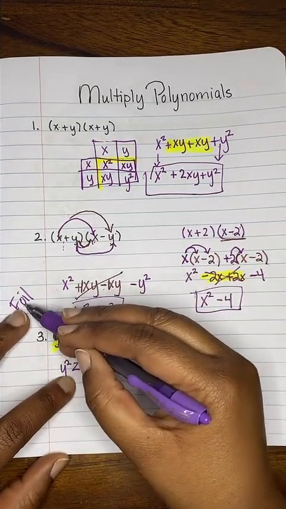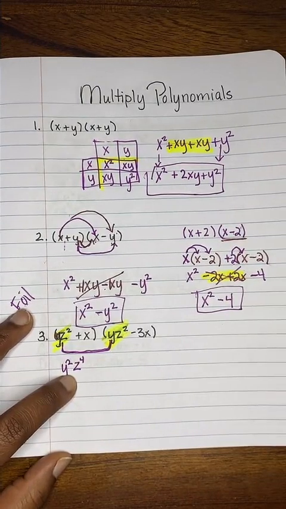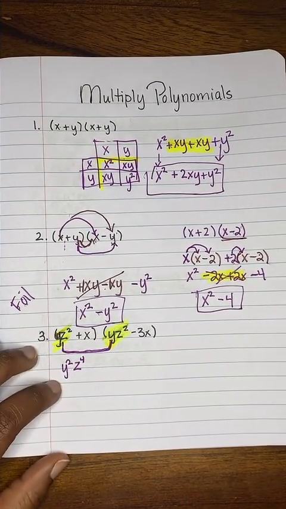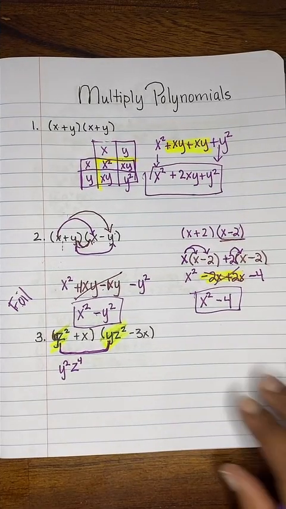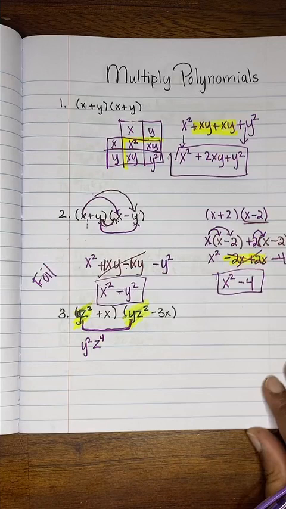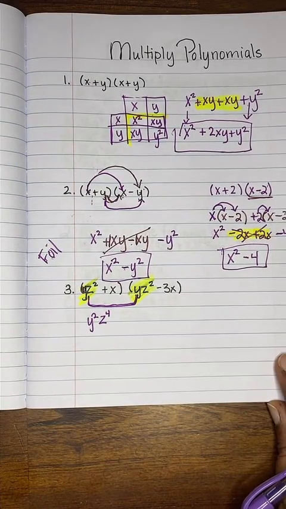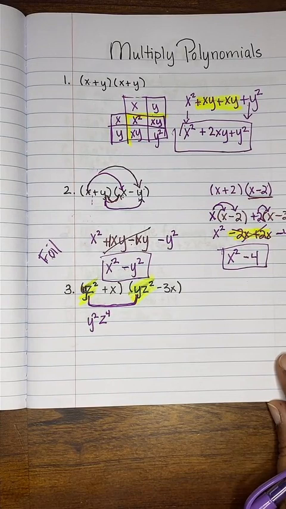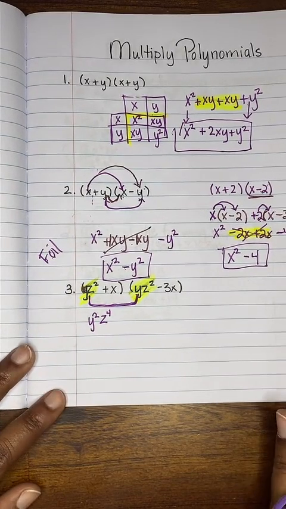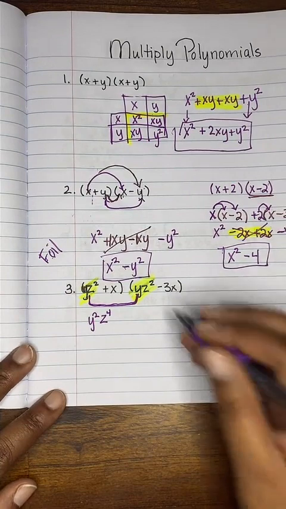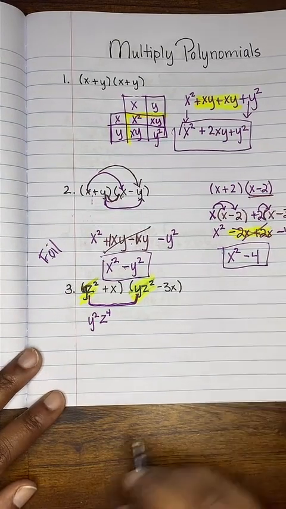Now we're going to do, what does O stand for? Can somebody tell me what the O stands for when you're doing FOIL? First, what does the O stand for? Oh, can I move the paper over? Sorry, yes. I hope that helps. Is that right? Oh, first, outer. Okay, so then we're going to go outer, inner, last. Okay, so then we're going to do outer.